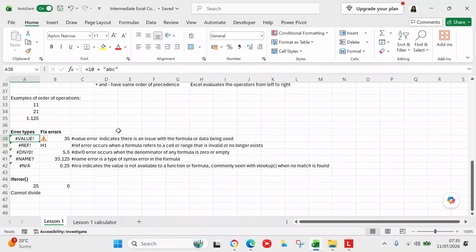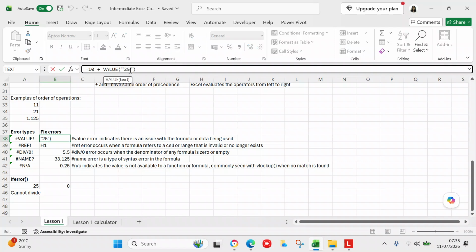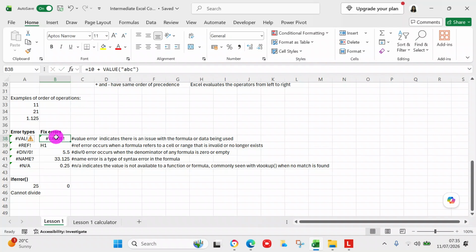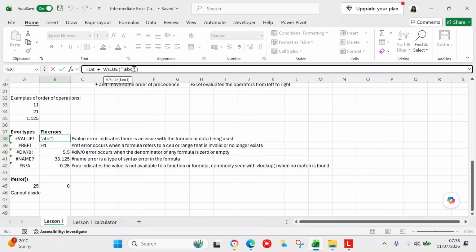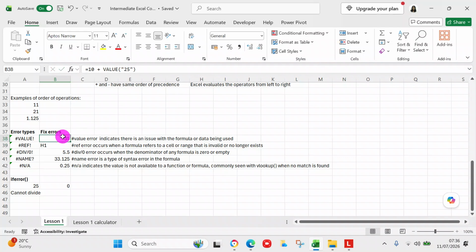But I just wanted to show you how you get a value error, because you cannot add a number and a text. So that's going to give you a value error. And then we fix that error by making 10 plus value 25. Let's just see what it says here. So that gives you a value. With the value, it will only work with a number.